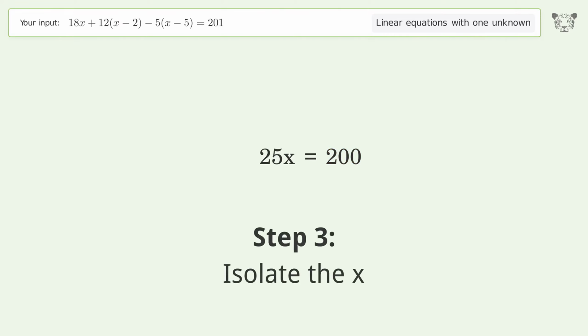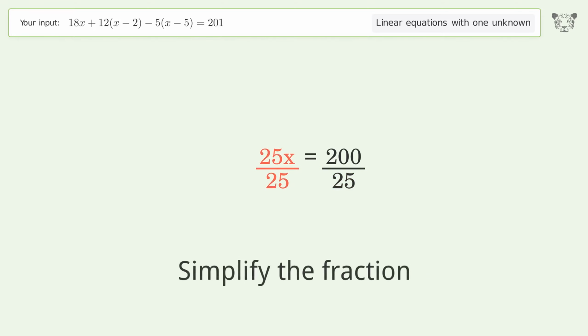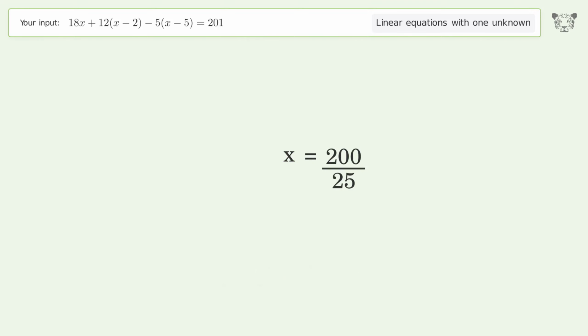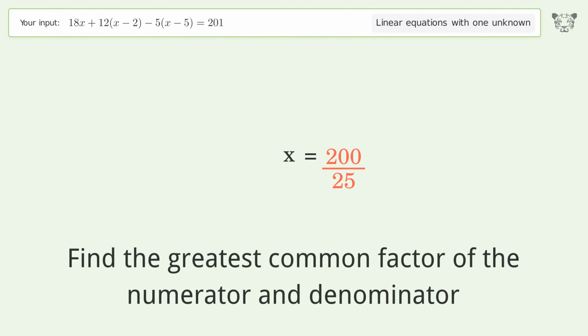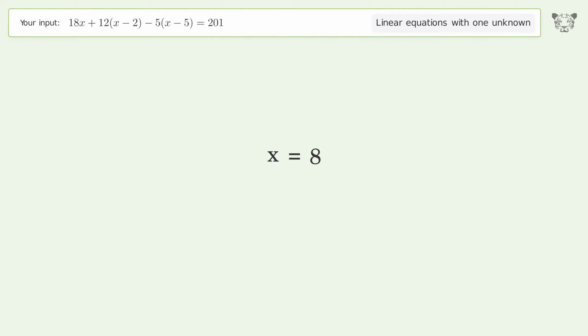Isolate the x. Divide both sides by 25. Simplify the fraction. Find the greatest common factor of the numerator and denominator. Factor out and cancel the greatest common factor. And so the final result is x equals 8.